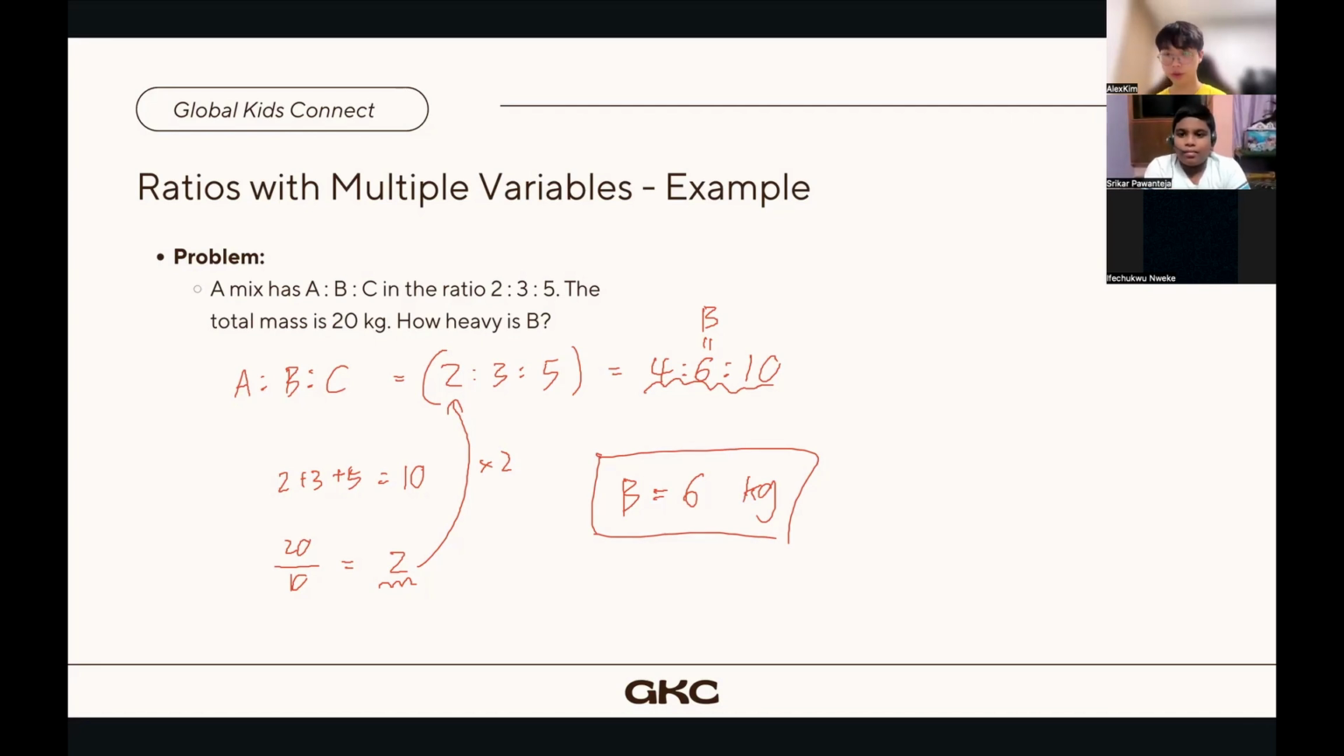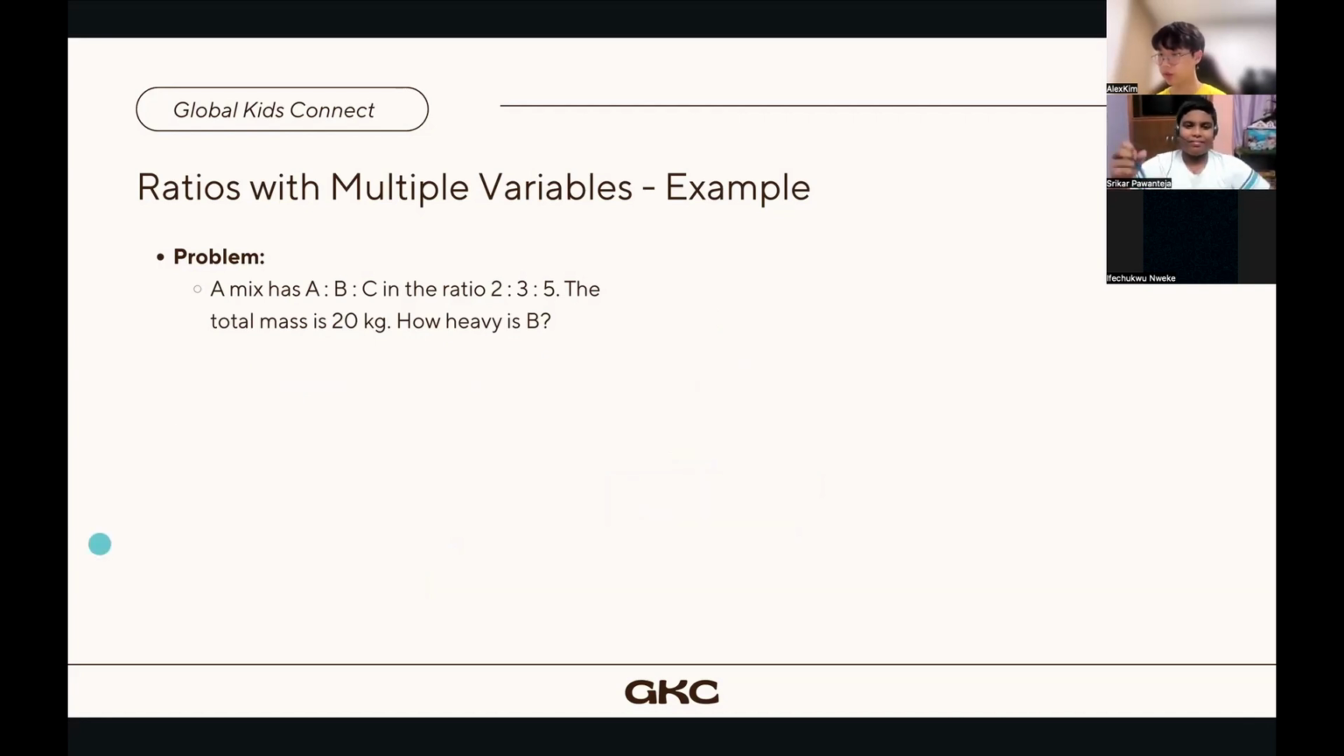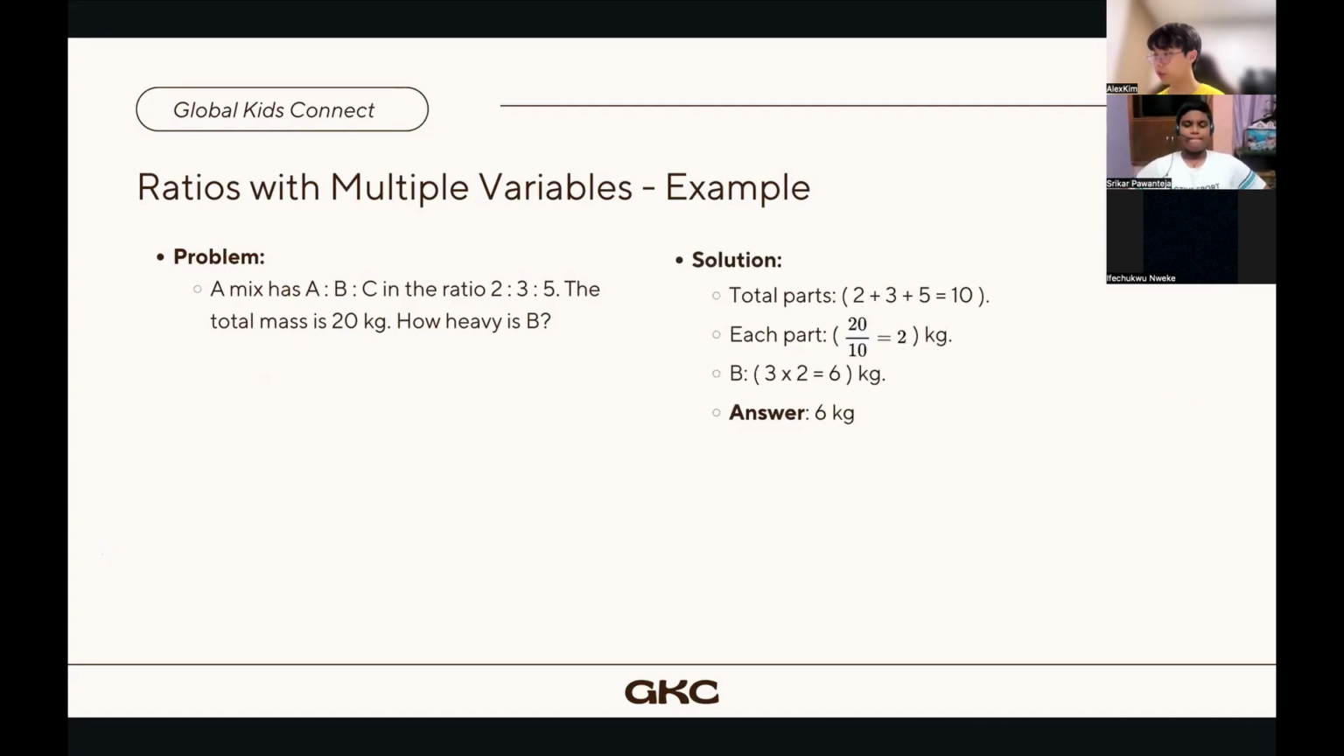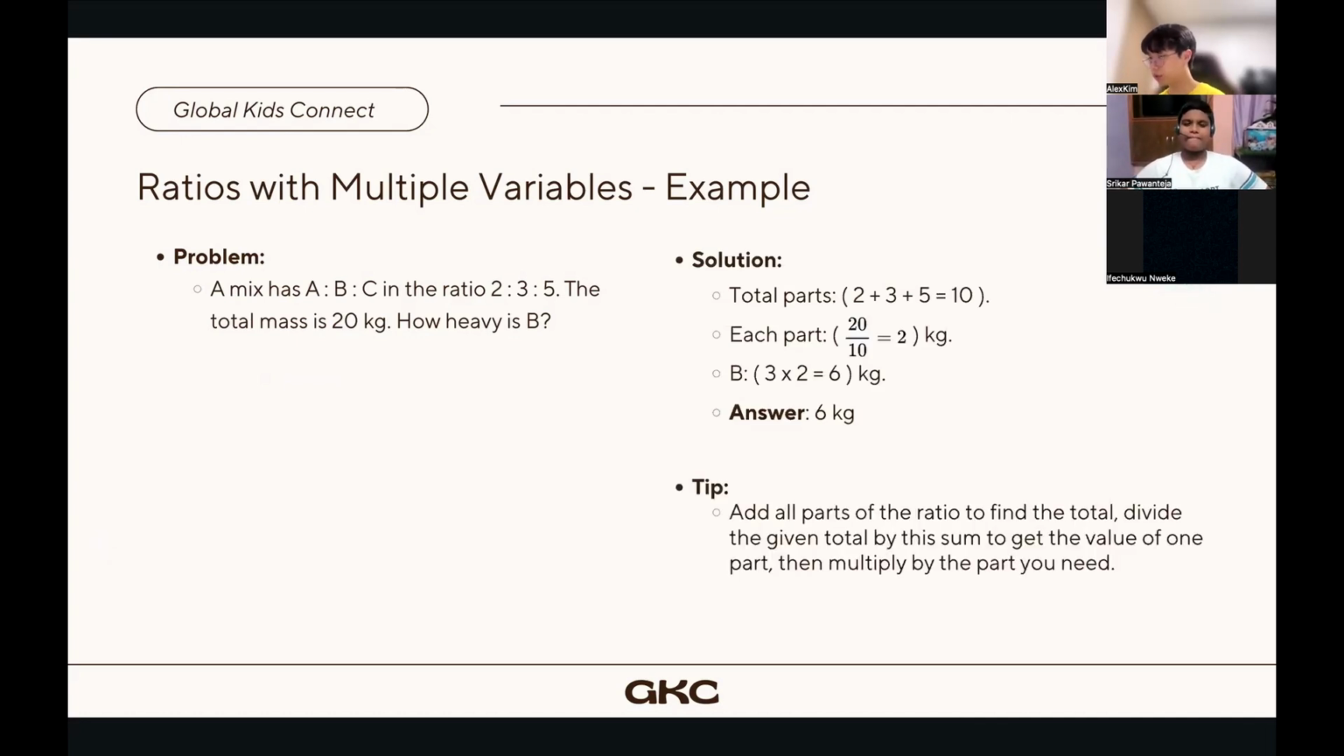Any questions for this one? Okay, I don't think so, so we will move on. Fairly simple for our example question. And a tip is to, as I always said, add all the parts of the ratio to find the total, divide the given total by the sum, and then multiply to the parts that you need.